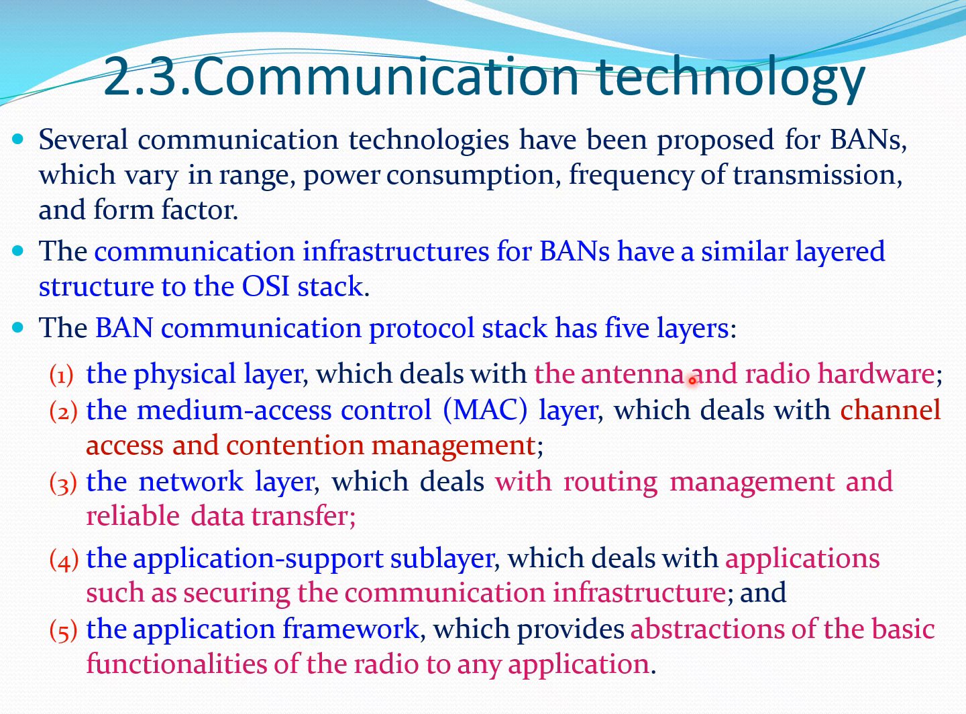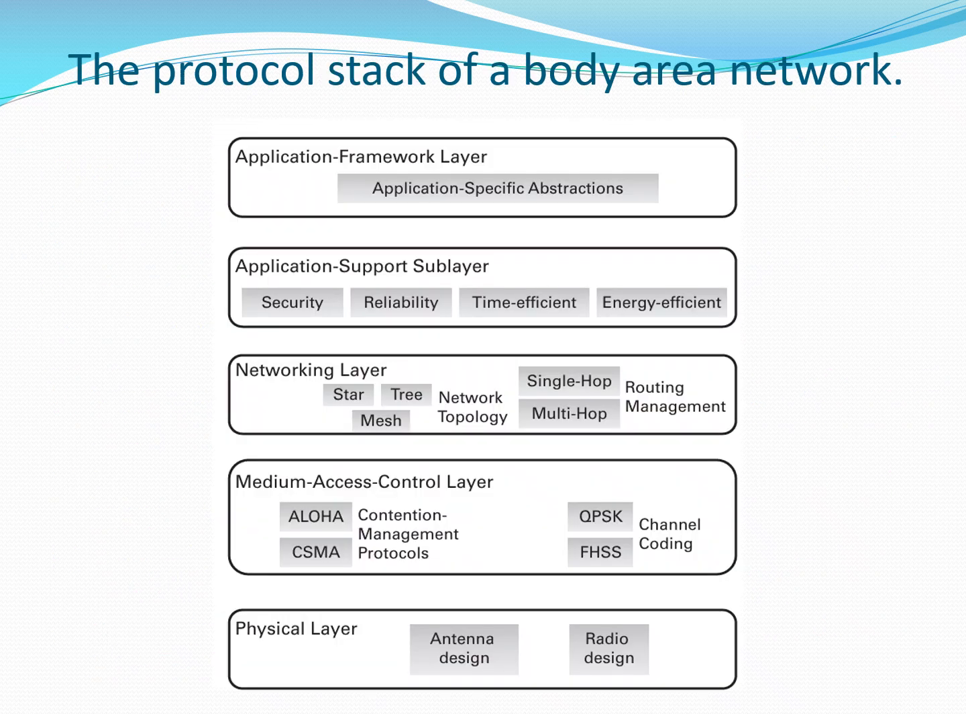The physical layer deals with antenna and the radio hardware. Medium access control layer deals with channel access and contention management. Network layer is concerned with routing management and reliable data transfer. Application support sublayer deals with applications such as securing the communication infrastructure, and application framework provides abstractions of the basic functionalities of the radio to any application. Now the diagram is shown in the next slide.